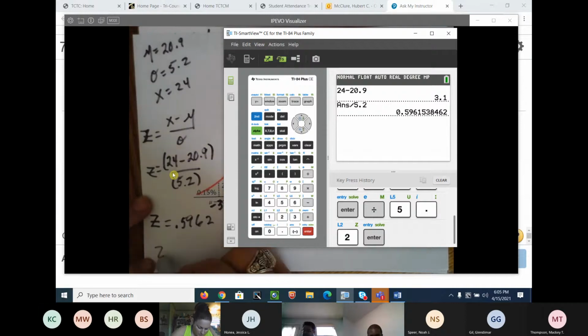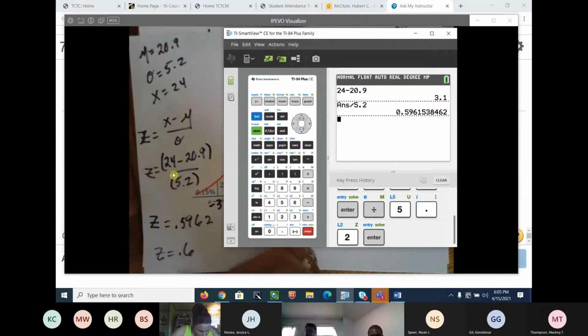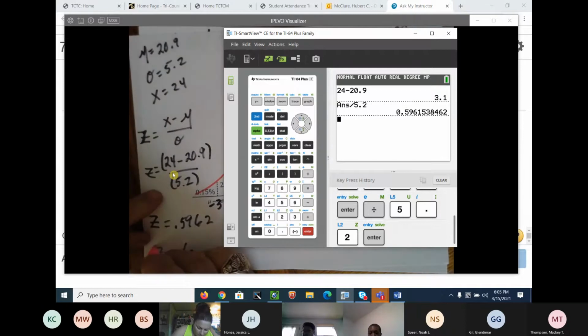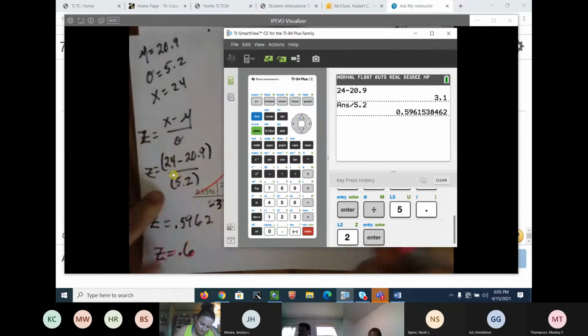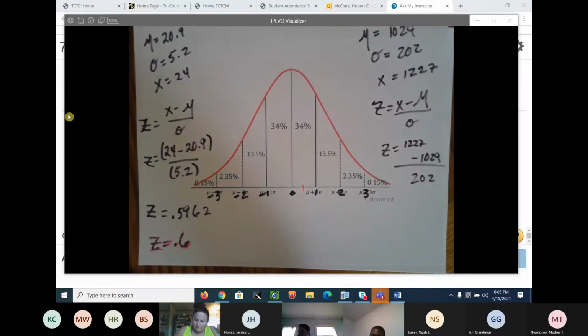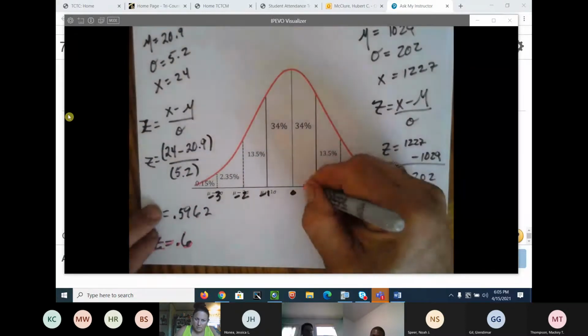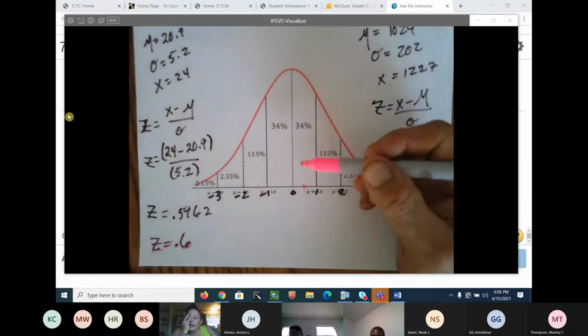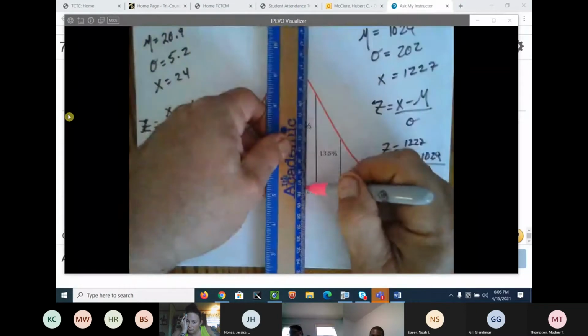0.5962, which is z equal to 0.6, and I'm going to write that in pink. Z is equal to 0.6. So there's 0.5, so 0.6 is right about there. So I'm going to draw a line at 0.6.